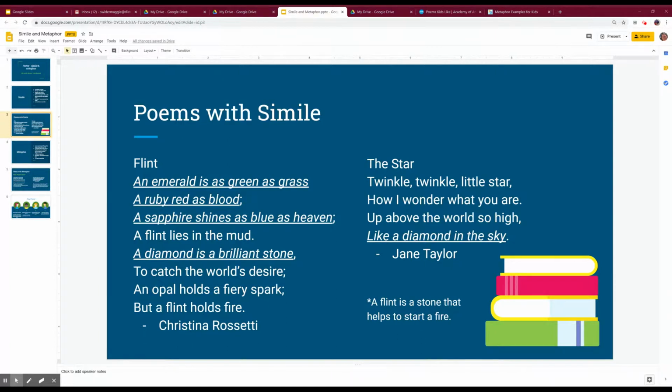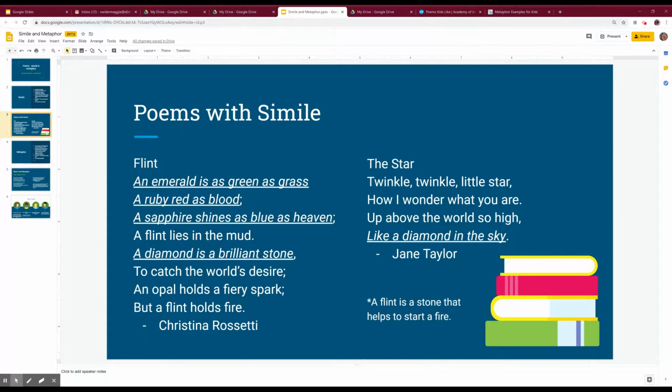An emerald is as green as grass, a ruby red as blood. A sapphire shines as blue as heaven, a flint lies in the mud. A diamond is a brilliant stone to catch the world's desire. An opal holds a fiery spark, but a flint holds the fire. By Christina Rossetti.